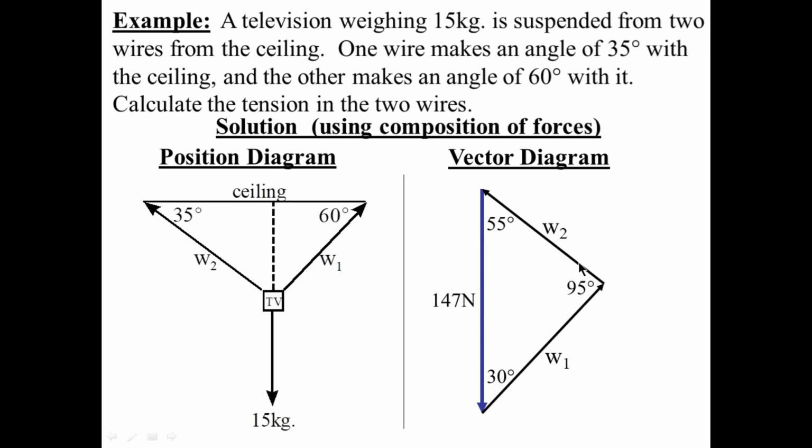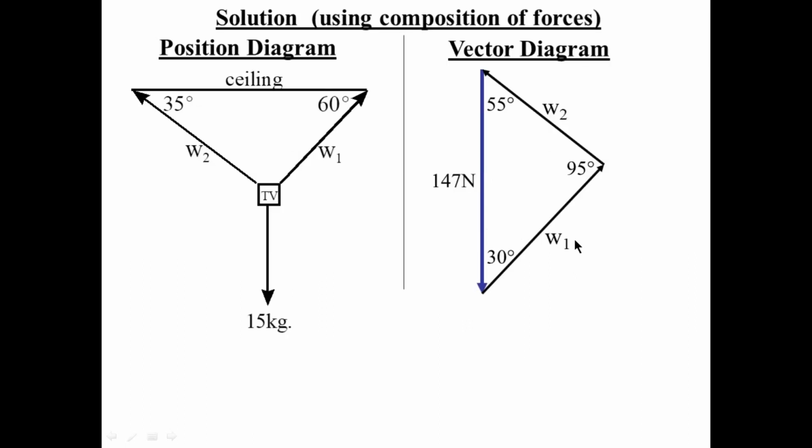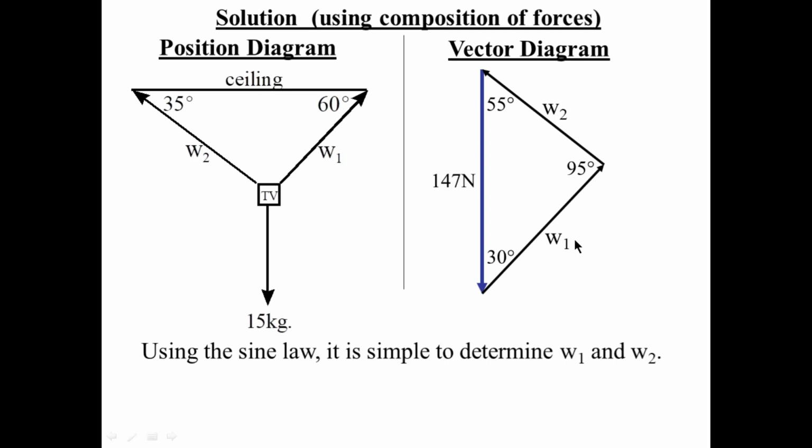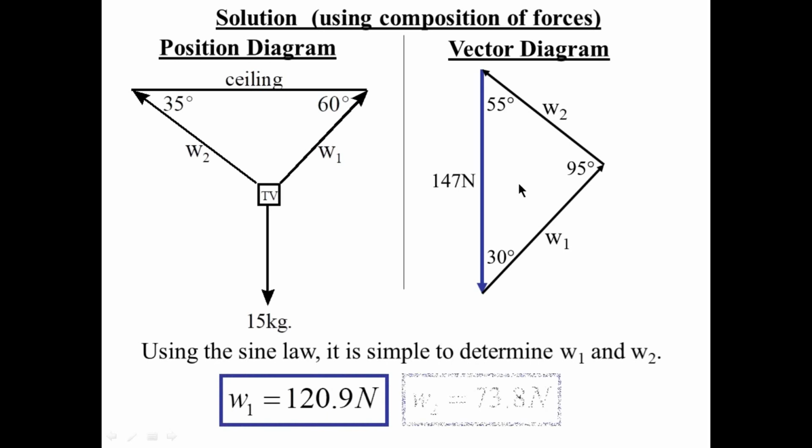And so this is useful because now we can use a sine law. Didn't I say lots of sine laws and cos laws? So we can use the sine law here. The force in wire 2, W2 over sine 30 equals 147 over sine 95. Click, click, click, and we've got wire 2. I didn't show the work. I just put the answers down. So use the sine law, and it's simple to determine wire 1 and wire 2. Just use the sine law, and there they are.